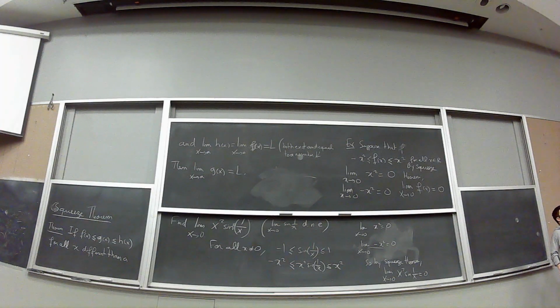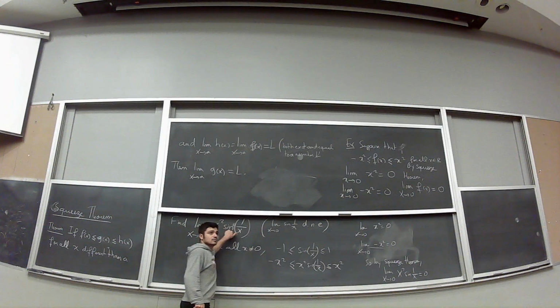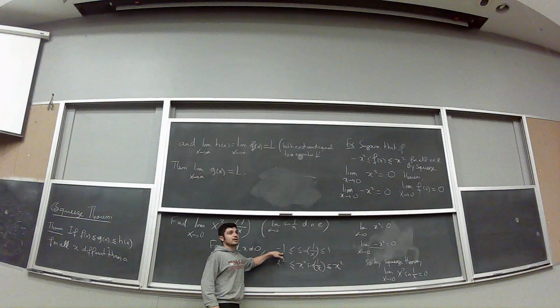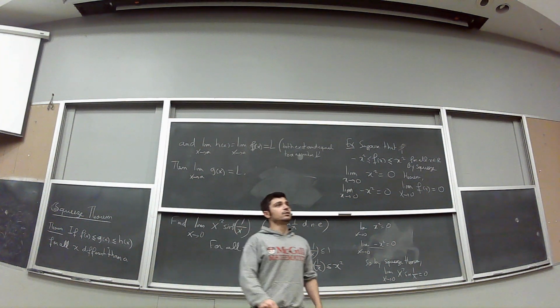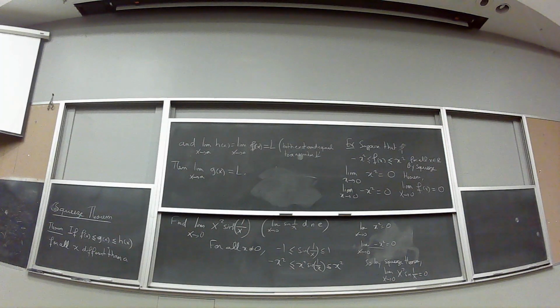Yes, sir. Sorry, I just don't see how you went from -1 to -x squared. Multiply. So what do you want to get? You want to get the limit of x squared sine 1 over x, right? Yeah. Multiply the two inequalities by x squared. X squared is a positive number, so it doesn't change the sign of the inequality. Yes? A question?